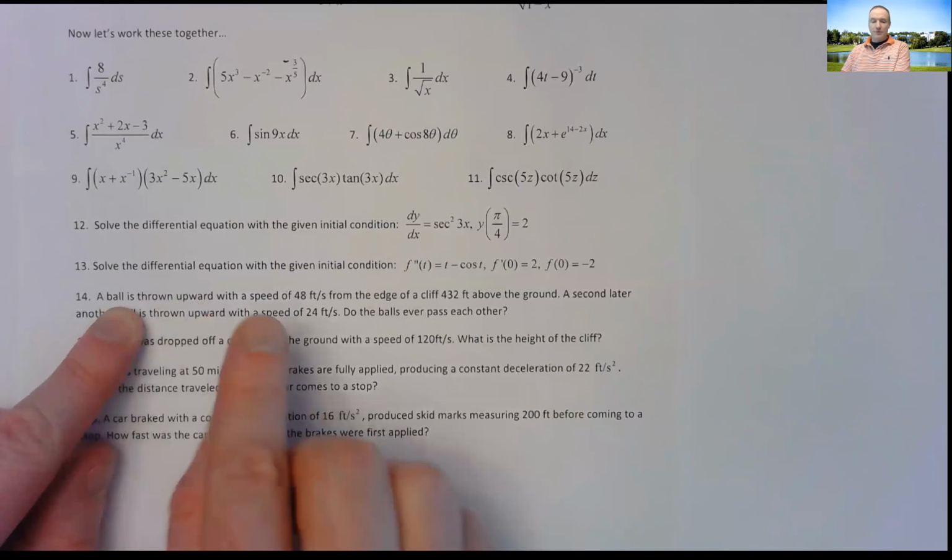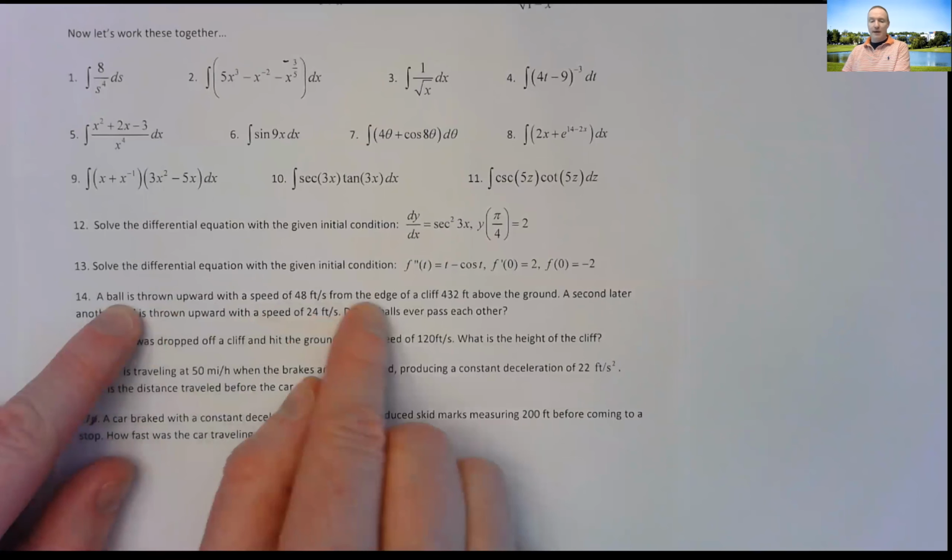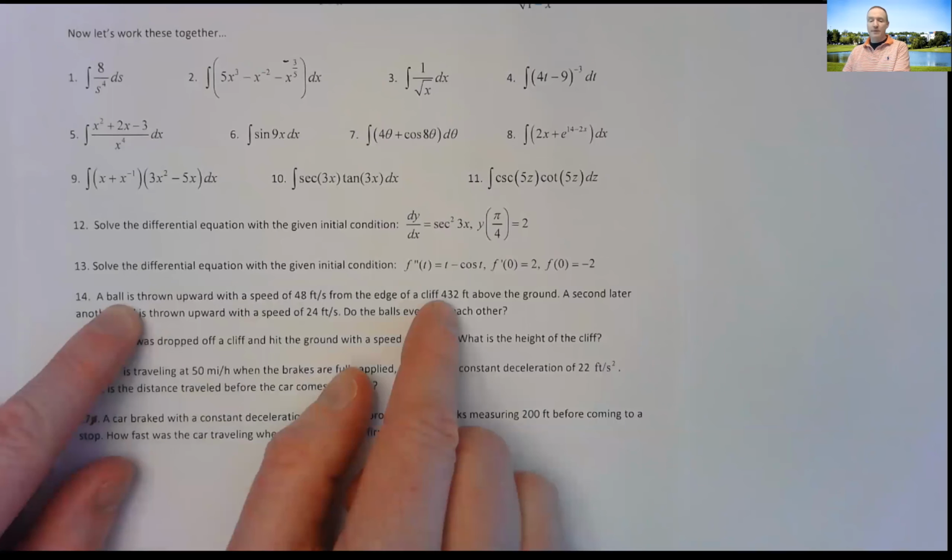And again, if you struggle with these, you won't see anything in the homework like them, but they are gorgeous problems. A ball is thrown upward with a speed of 48 feet per second from the edge of a cliff, 432 feet above the ground.